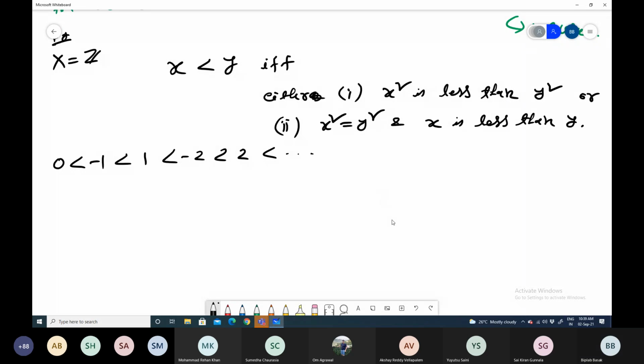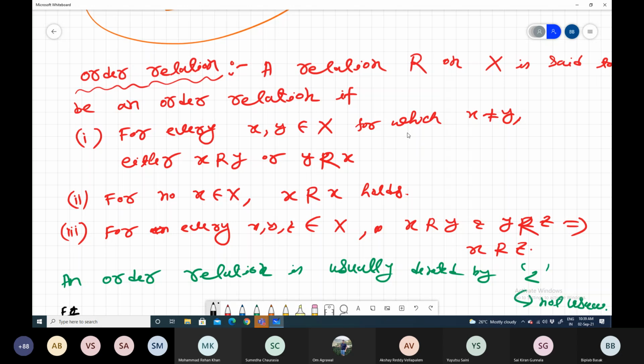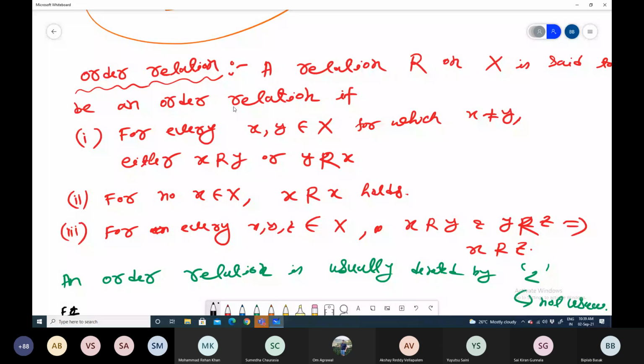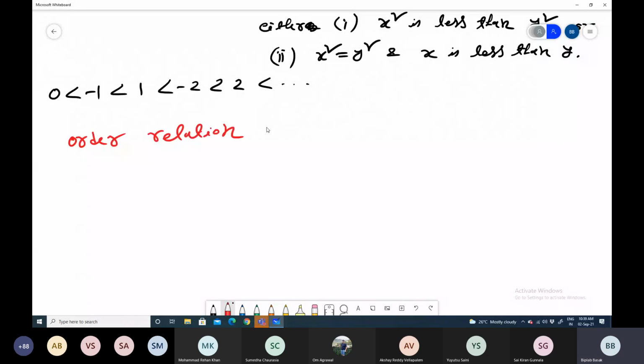Now suppose you have an order relation. From this you can go to the poset as well, right? How to define a poset? So order relation to partial order relation. You can go from an order relation to a partial order relation.